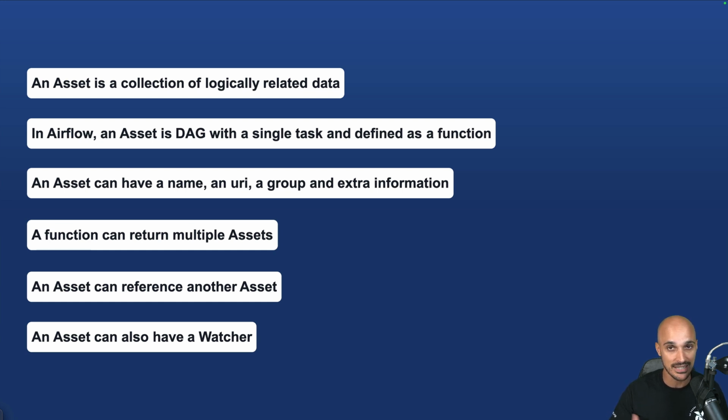That means you can pass and use most of the parameters that a DAG has. Also, an asset can have a name, a URI corresponding to the path of the underlying data that this asset represents, a group, and possibly extra information. In addition, a function can return multiple assets, an asset can reference another asset, and an asset can also have a watcher, as you will see later in that video, to create truly event-driven data pipelines.